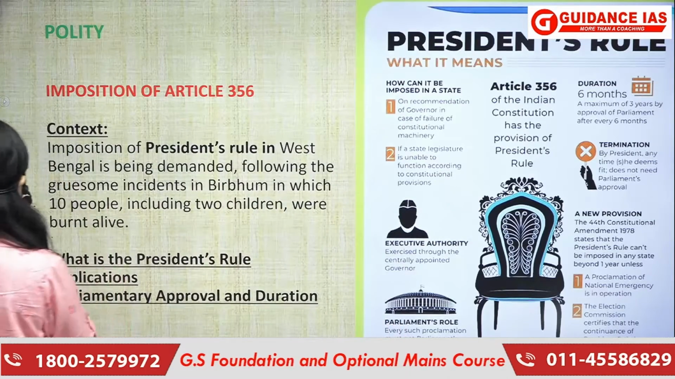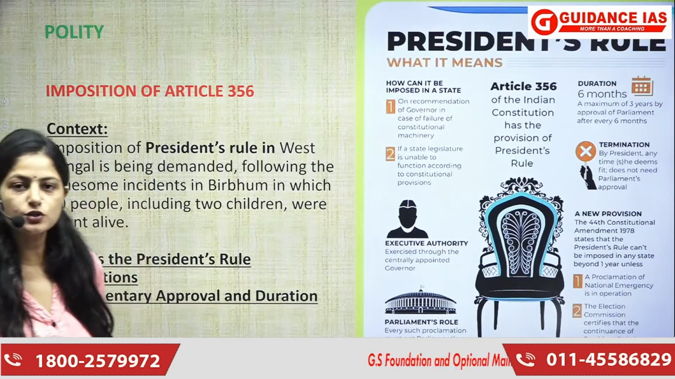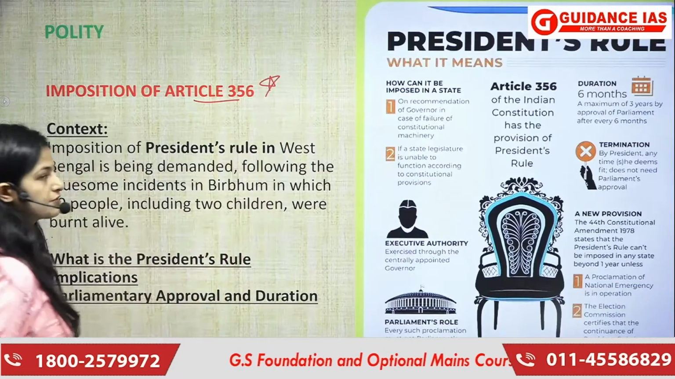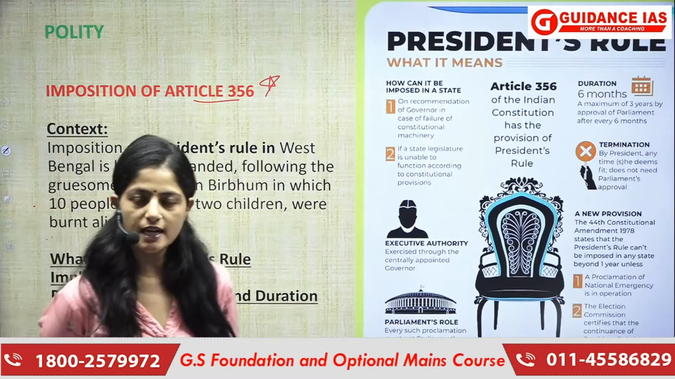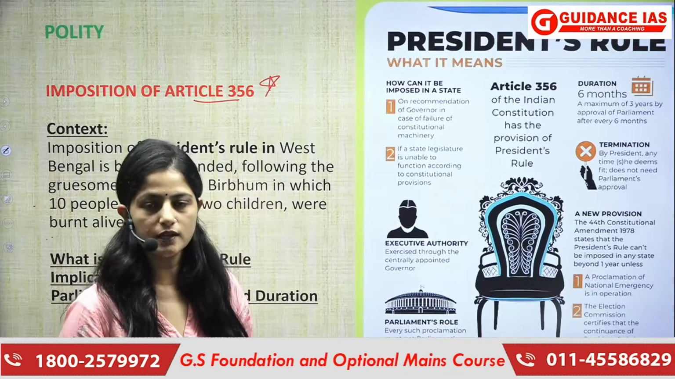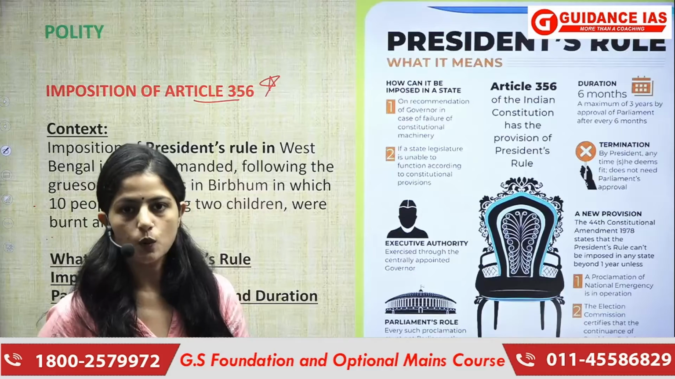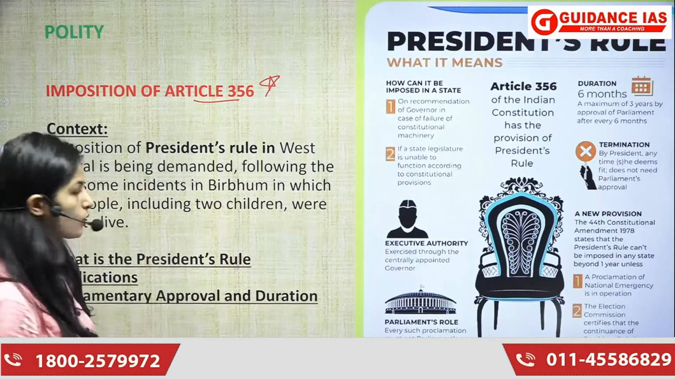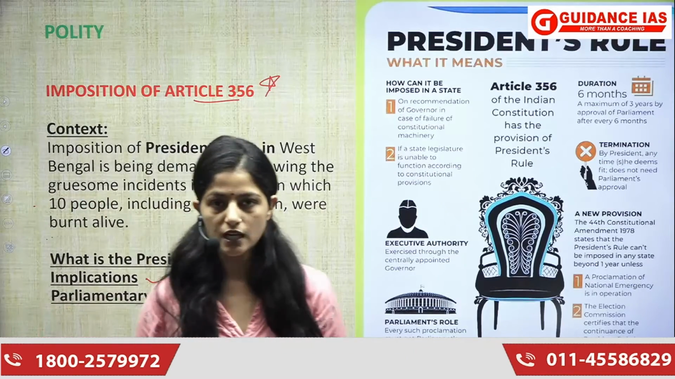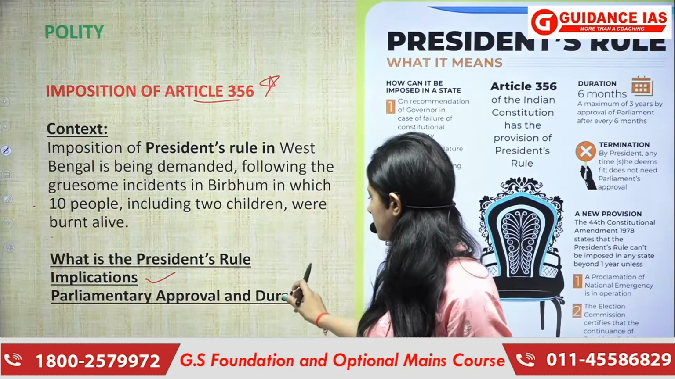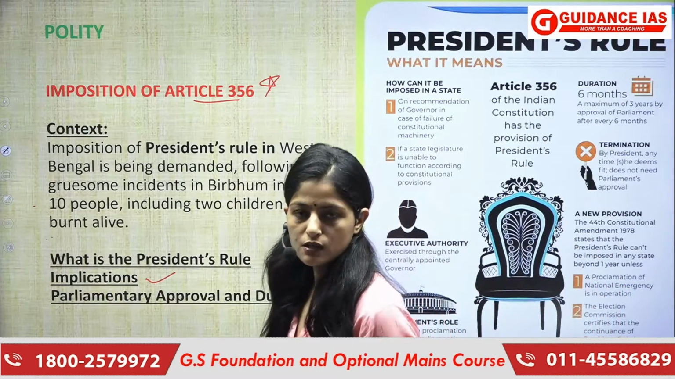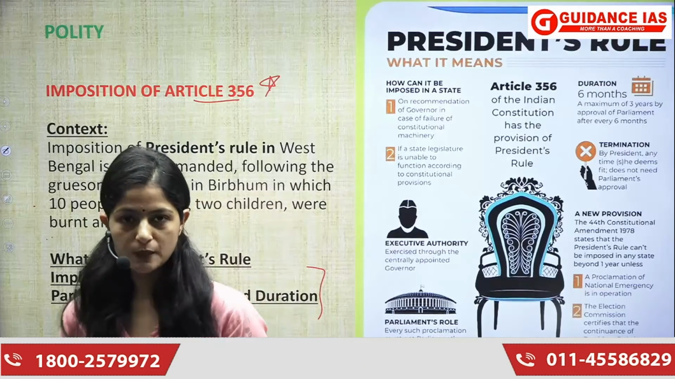And the first topic of our today's discussion belongs to polity, a very, very important topic, Article 356. As usual, we will be understanding the contextual part first, and then the static part of it, as to what emergency provisions are and what Article 356 is all about. We'll also be dealing with the different implications of imposing Article 356, as well as the parliamentary approvals needed for its imposition.